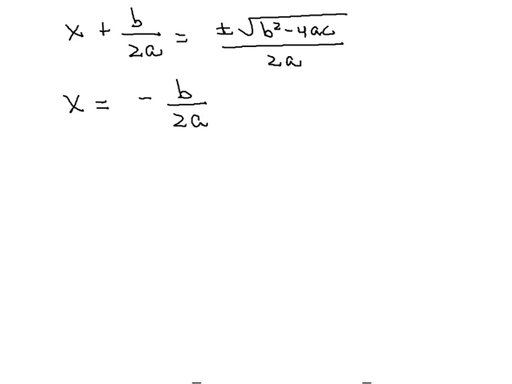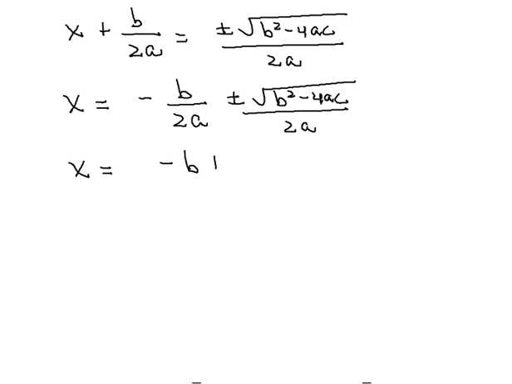So we have negative b over 2a and plus or minus the square root of b squared minus 4ac all over 2a. And the good news here is that those two fractions have the same denominator, so we can combine them into one fraction. So we have the negative b plus or minus the square root of b squared minus 4ac all over 2 times a.